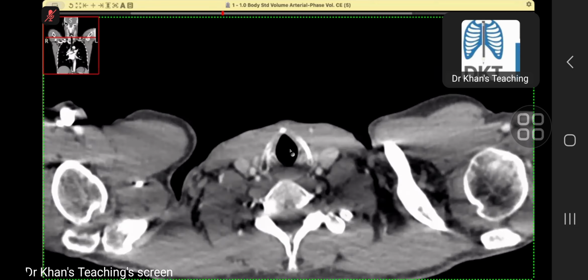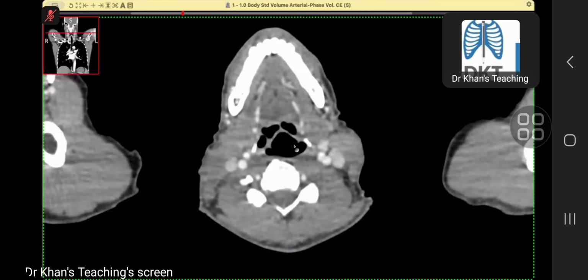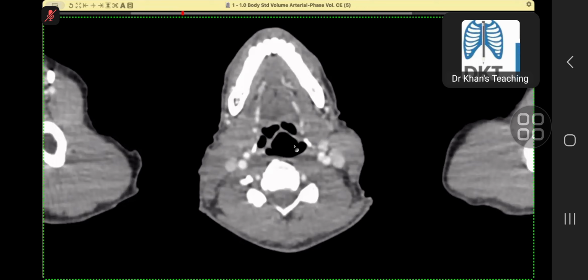Okay, so this was a longish case for teaching, but I thought that it would be a good idea to revise laryngeal anatomy. So don't worry, rest of the cases will be less teaching.